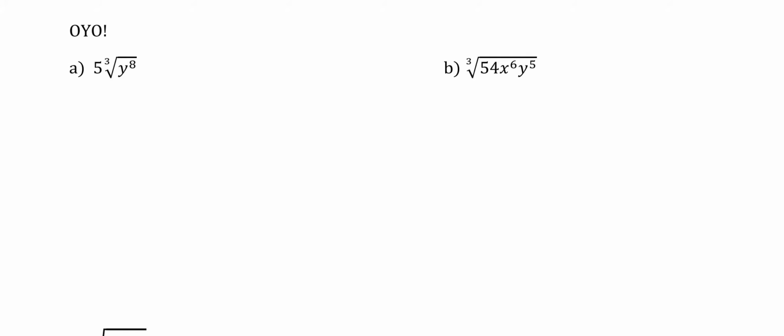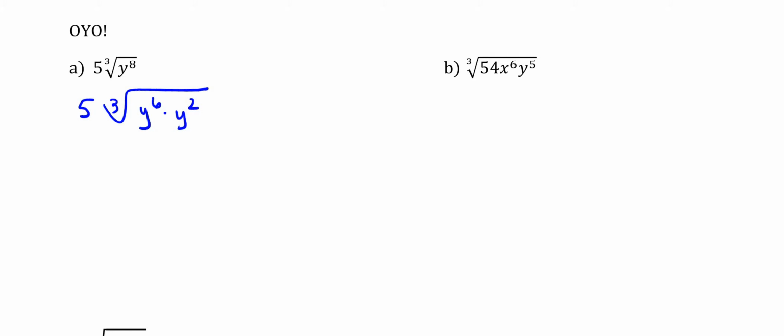So let's look at A. A gives us 5 cube root of y to the 8th power. Y to the 8th power is not a perfect cube. So when I try and separate that out, I want to find an exponent that's smaller than 8 that can be divided by 3. So y to the 6th works.